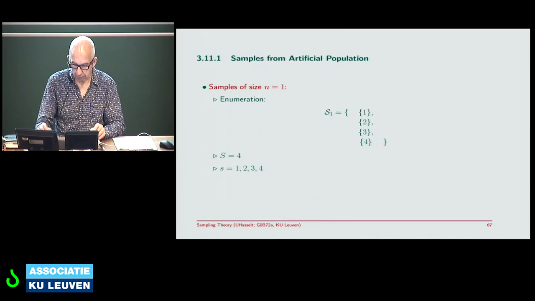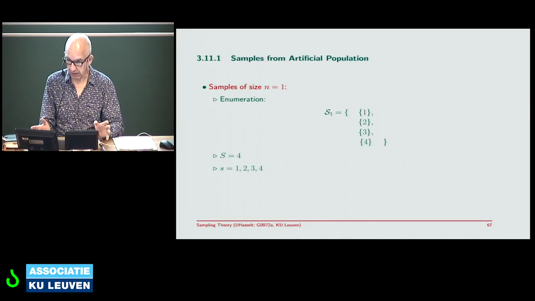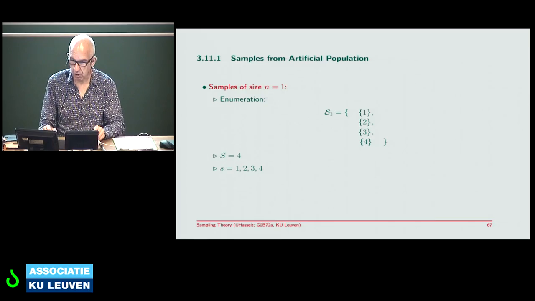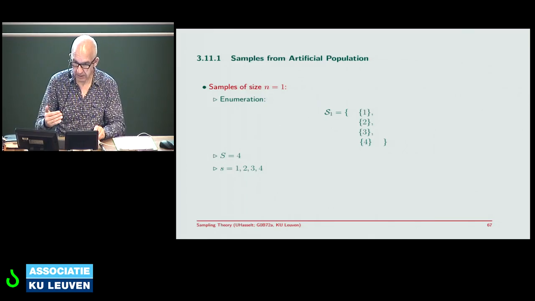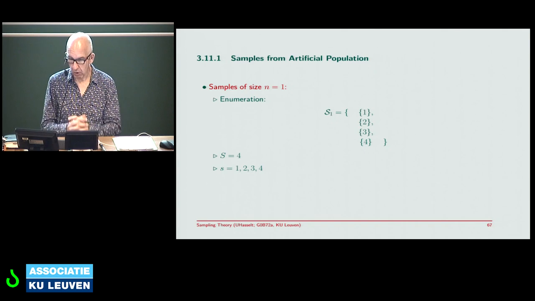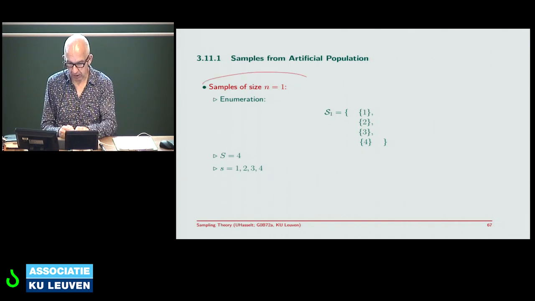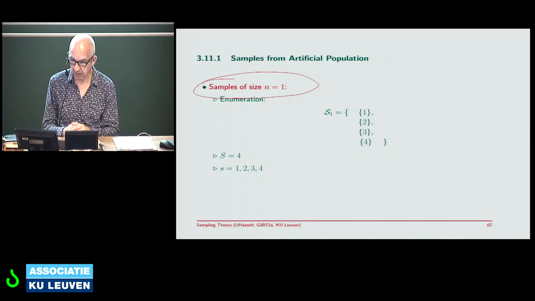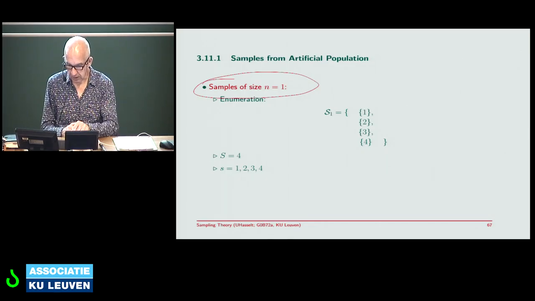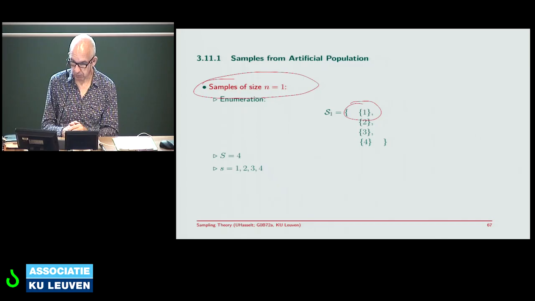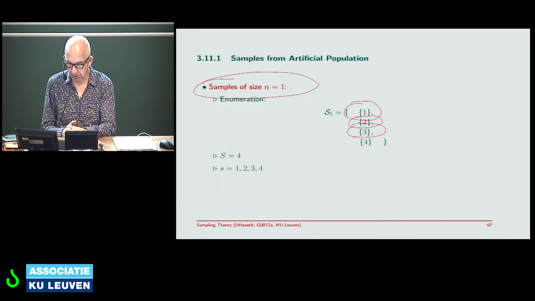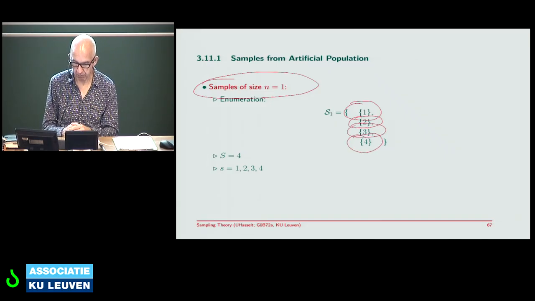Now, because of this very small population size, we are able, unlike in the Belgian Health Interview Survey, to enumerate. That would mean to list all units or all entities that have a certain property. For example, we could take all possible samples of size n equal to 1, which means the sample with unit 1 only, next the sample with unit 2 only, next the sample with unit 3, and finally the sample with unit 4.